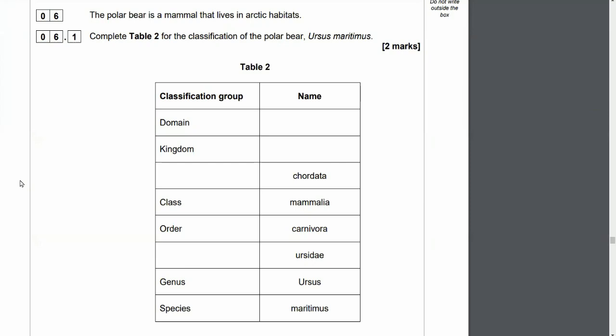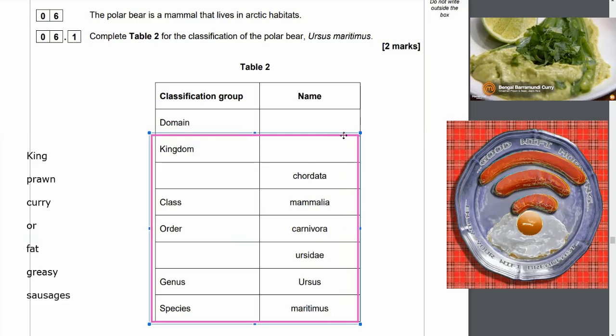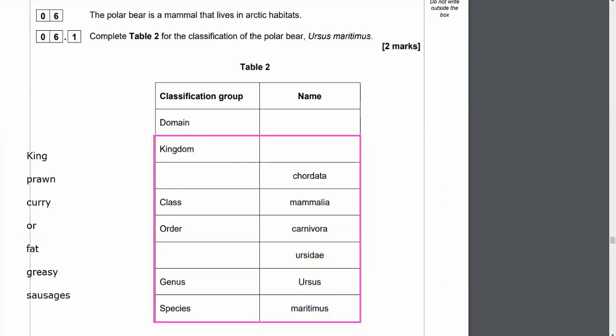Now, in order to remember the kingdoms or the classification system, we have king prawn curry or fat greasy sausages. Now, this only applies to this bit here, where we can go kingdom, then we have phylum, which is my prawn in my mnemonic, then class, which is curry, order, which is or, and then fat is family, and then greasy is genus, and then sausages is species. Now, what we can also do, the kingdom is animal, or if you want to be fancy, you can say animalia, but you can just put animal.